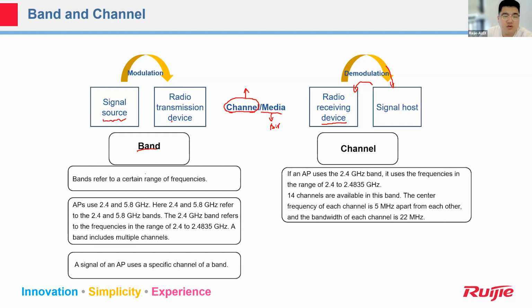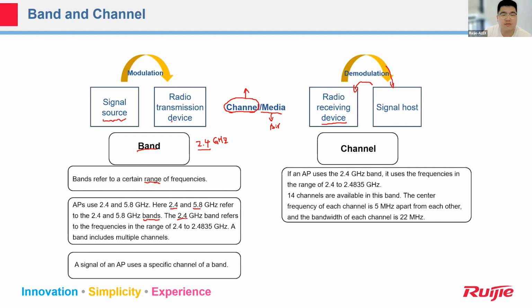Band refers to a certain range of frequency. So the 2.4 gigahertz band. Here, you can see the number 2.4 is not an exact number. It represents a range. And what's the range of it? Let's see. APs use 2.4 and 5.8 gigahertz bands. Here, 2.4 and 5.8 gigahertz refer to these two bands. And since we have seen that 2.4 represents a range, what's the range of it?